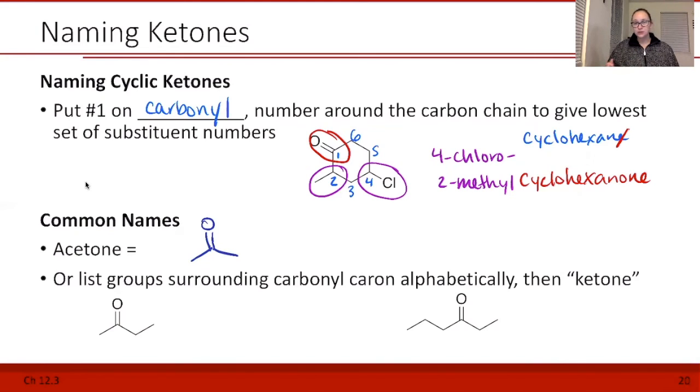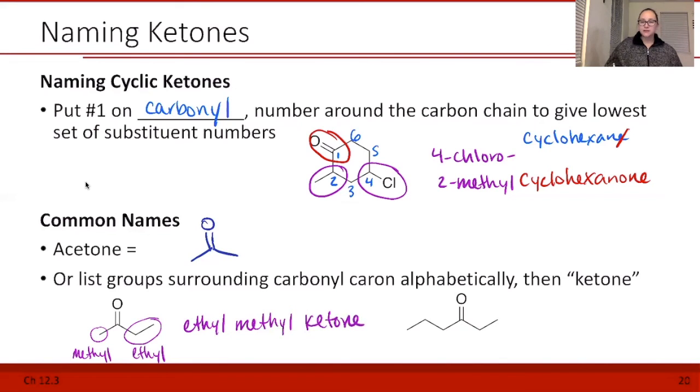Additionally, another way to use common names to name ketones is to list the groups surrounding the carbonyl carbon alphabetically and then put ketone at the end. So very similar to how you name ethers is how you would name ketones in the common names. Looking at this first molecule here, I have an ethyl group and a methyl group. So the name of this would be ethyl methyl ketone, specifically because ethyl comes first in the alphabet.